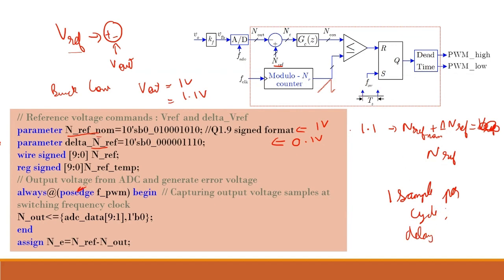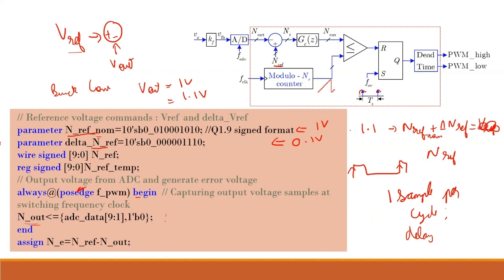So which sample will I take? The sample which I will take is when this switching clock comes, that is at the positive edge. So this is my FPWM. At the positive edge of my FPWM, when that positive edge comes, I will take the ADC data, and N out, I will assign it the value ADC data.